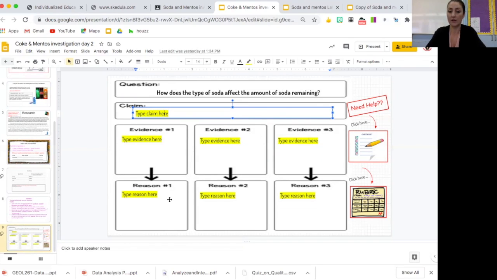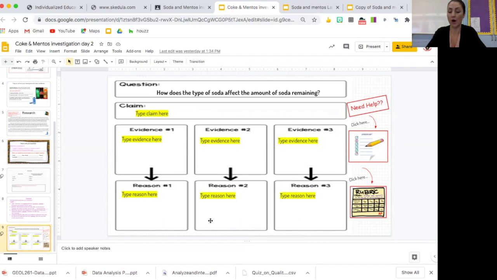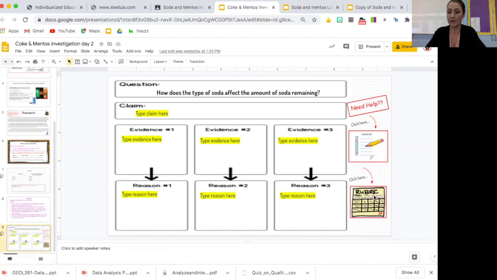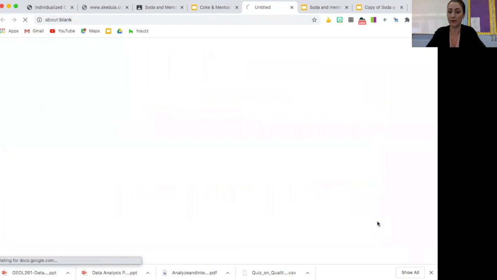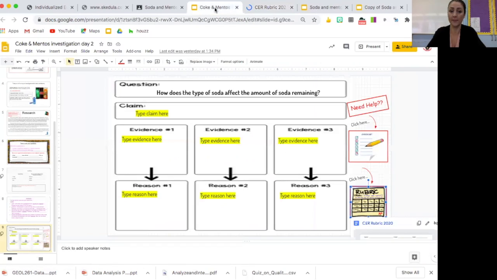And down here for your reasoning is where you're going to use the research to help explain why this happened, okay? Over here, it says need help, click here. This is a checklist that you could follow. Just click on it, it will open. And here's a rubric, okay? This rubric is how we will be grading your CER, okay? So I hope this helps. This will be completed by tomorrow morning, 8 a.m.